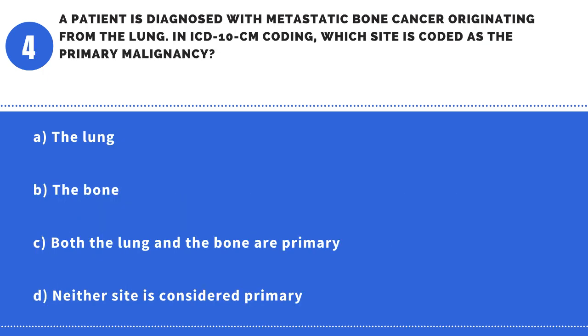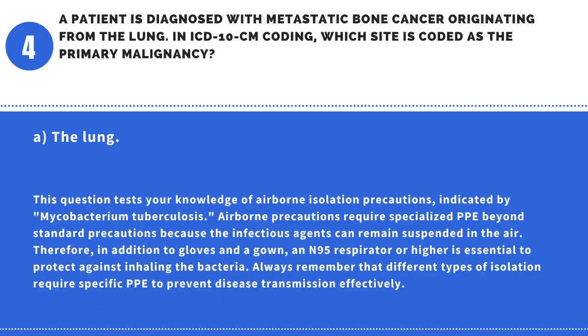Question 4. A patient is diagnosed with metastatic bone cancer originating from the lung. In ICD-10-CM coding, which site is coded as the primary malignancy? A. The lung. B. The bone. C. Both the lung and the bone are primary. D. Neither site is considered primary. Answer: A. The lung. This question focuses on coding malignancies with metastasis in ICD-10-CM.